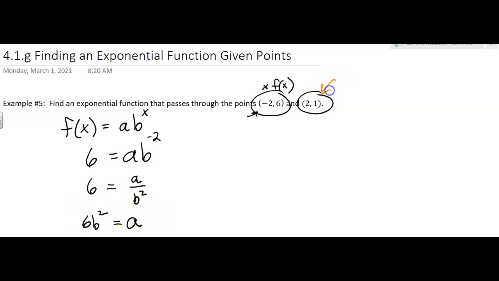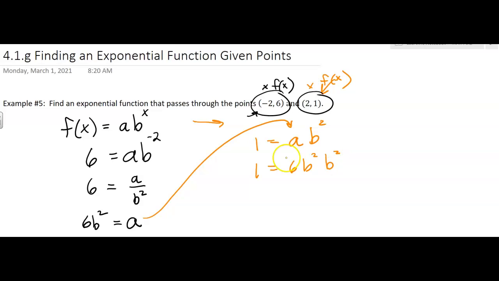Now I'm going to go to the other point, and it also has an x and an f of x. And so I'm going to use that same idea, and I'm going to say the output is 1, and that's equaling a b squared, right? Okay, x is 2, so that's why the 2 is in the exponent there. Now we can substitute. We can take this and plug it in there for a. So we get 1 equals 6b squared times b squared. So this is the substitution right there. That's going to give us 1 equals 6b to the 4th. You want to divide by 6 there, so 1 divided by 6 is b to the 4th.